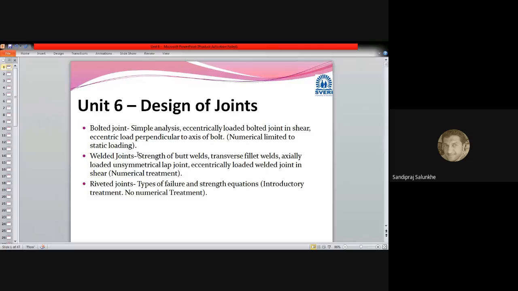Then in case of welded joints, the strength of butt weld and transverse fillet weld, then axial loaded and eccentrically loaded joints also. And we are going to see the third type of joint, that is riveted joints, and their types of failure, on which we are not going to have any numerical treatment, because these joints are somewhat outdated, though they are still being used somewhere. In most cases we are going to use bolted and welded joints, which we have to see in detail.